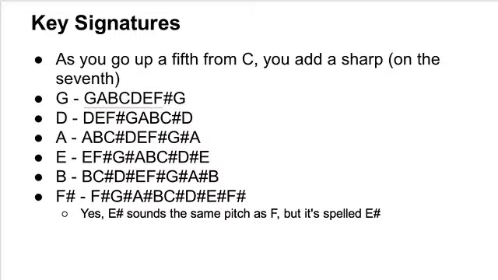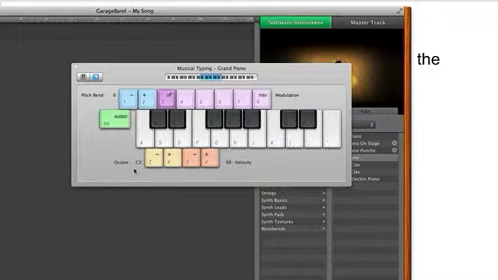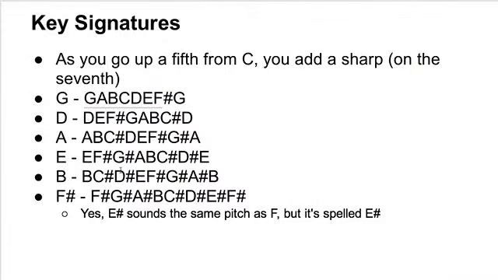B has five: F, C, G, D, and A sharp. And then F sharp, it's a really weird key, but there are six sharps in that: F sharp, C sharp, G sharp, D sharp, A sharp, and E sharp. And yes, E sharp is the same note on the piano. If you look at this at the piano here, there's E, there is no E sharp. E sharp is the same key on the keyboard as F. But if you're talking about the key of F sharp, then that's actually spelled E sharp, not F. Music is weird that way.